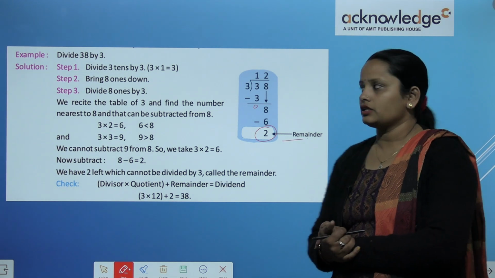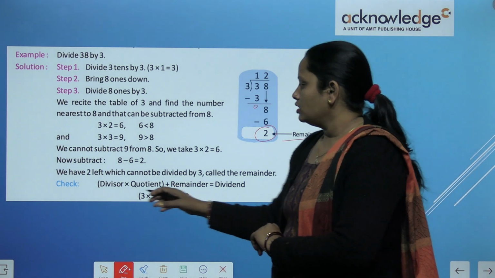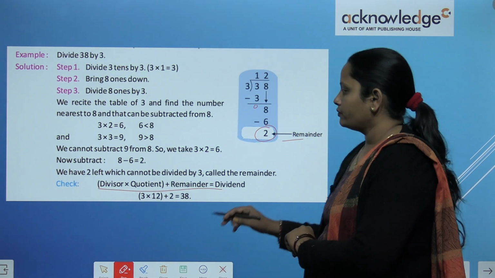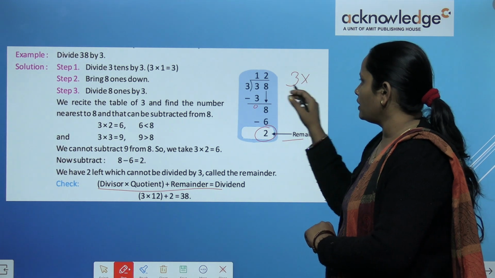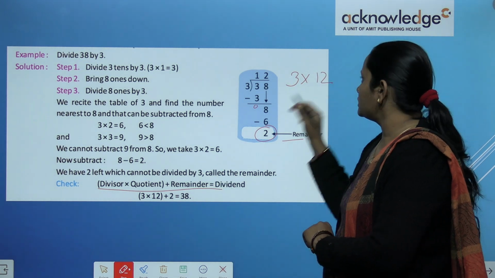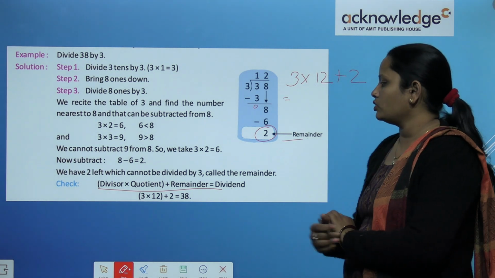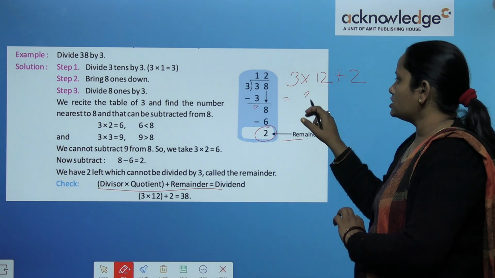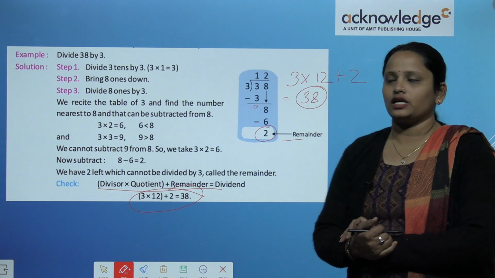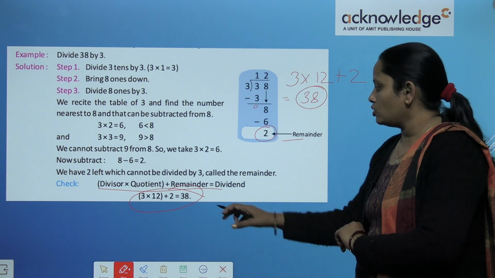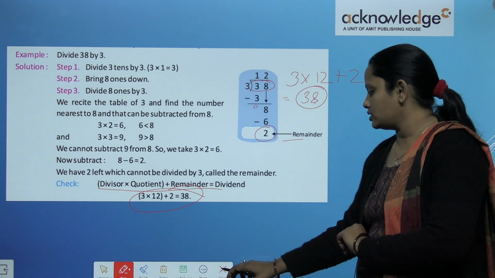नाउ हाउ कैन वी चेक हमारा जो सोल्यूशन है ये सही है कि नहीं? What we have to do? We have to use this formula. Dividend. So divisor is 3. Multiply by quotient is 12. And plus remainder is 2. So let's do this. On doing this, we get 38 as the answer. You can see here. So this 38 is equal to this. So this answer is correct.